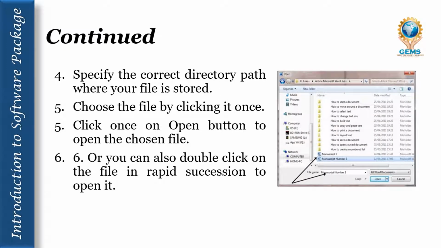You have to specify the correct directory path where your file is stored, where you have already stored it on the computer. Choose the file by clicking it once with the help of the mouse and open it, or you can double click on the file and it opens. This is the way of opening the file from the hard disk, from the computer.